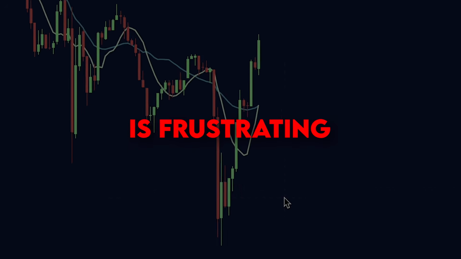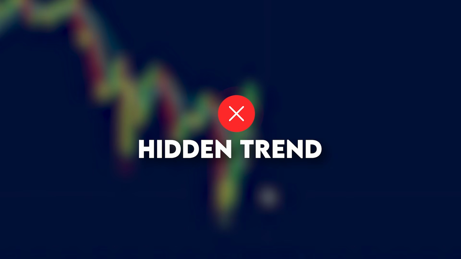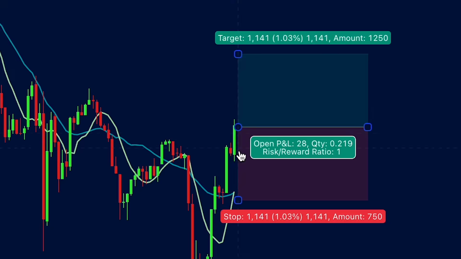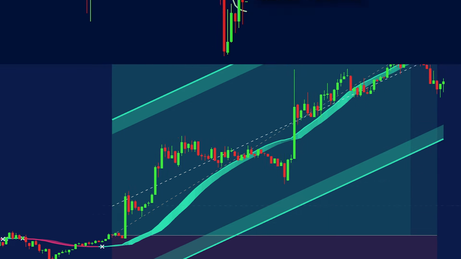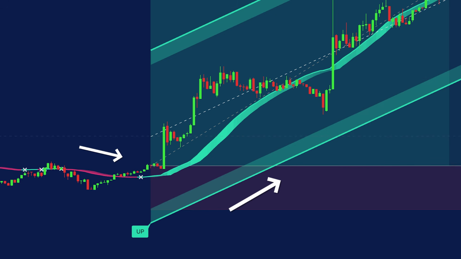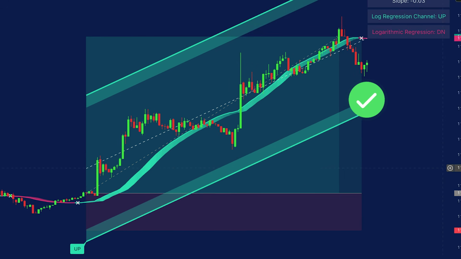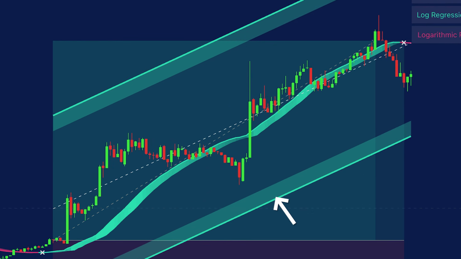Trading trends is frustrating when your indicators can't reveal hidden trends. You wait for confirmation, finally enter, and then price immediately pulls back, stopping you out right before the real move. But what if you could see trend structure the way institutions do, using logarithmic regression that captures exponential price patterns? That's exactly what this indicator does.